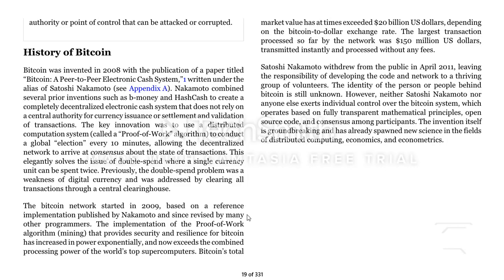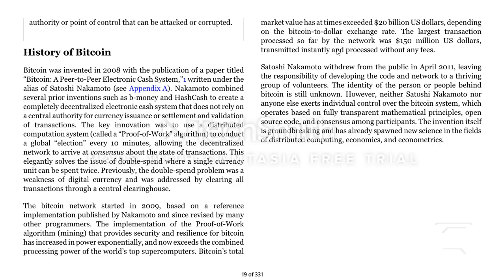The Bitcoin network started in 2009, based on a reference implementation published by Nakamoto and since revised by many other programmers. The implementation of the proof-of-work algorithm, mining, that provides security and resilience for Bitcoin has increased in power exponentially, and now exceeds the combined processing power of the world's top supercomputers. Bitcoin's total market value has at times exceeded $20 billion US, depending on the Bitcoin to dollar exchange rate. The largest transaction processed so far by the network was $150 million US, transmitted instantly and processed without any fees.